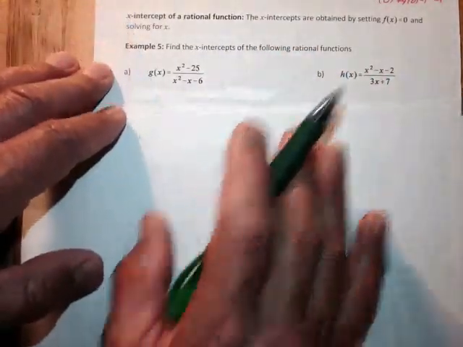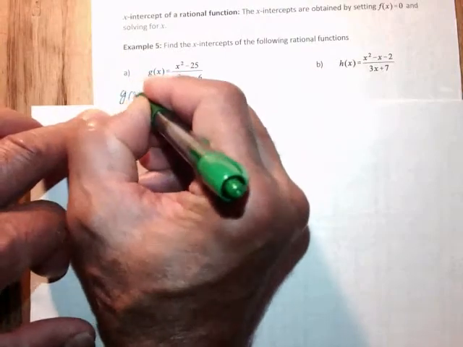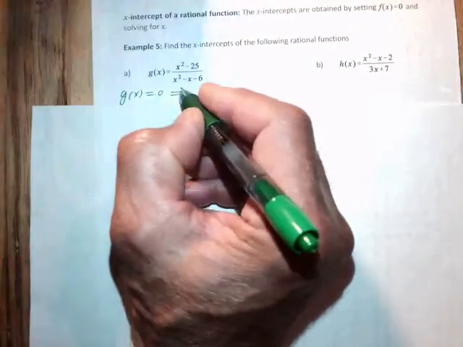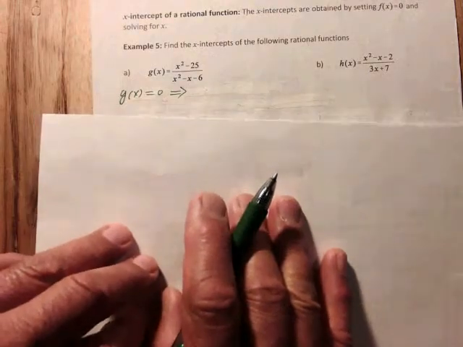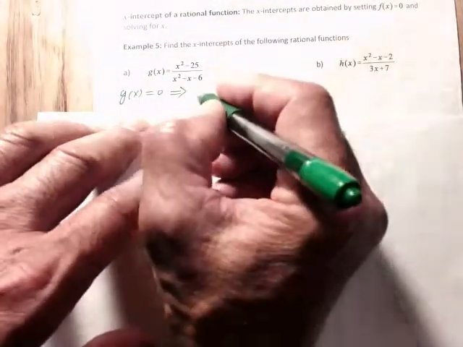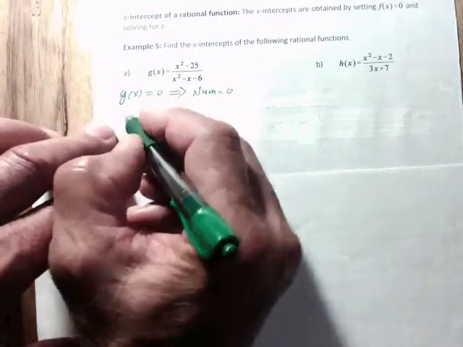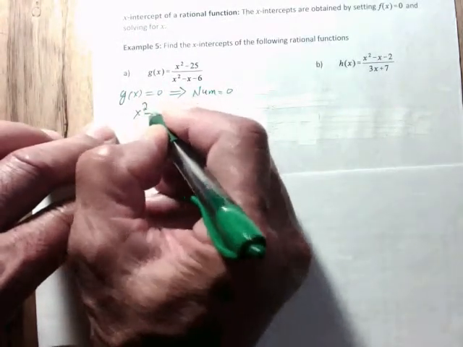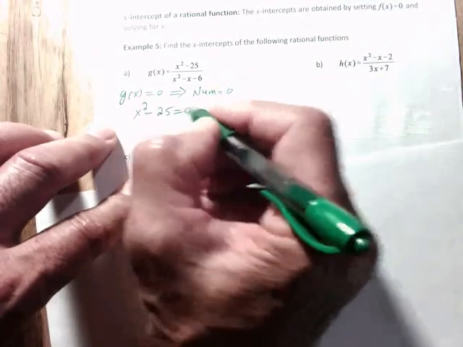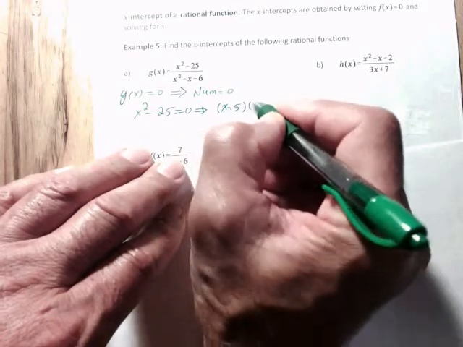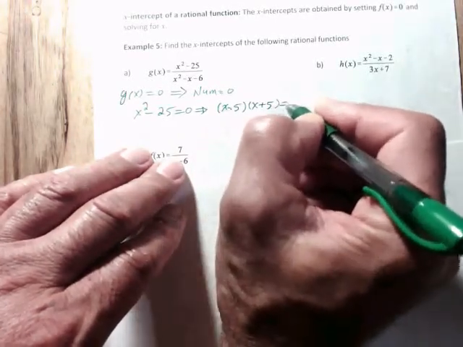So f of x equal to 0. Again, I'm going to turn off these slides to maybe make it a little bit clearer to see what's happening. So put the numerator equal to 0. You say x squared minus 25 equal to 0. You can factor this as x minus 5 times x plus 5 equal to 0.